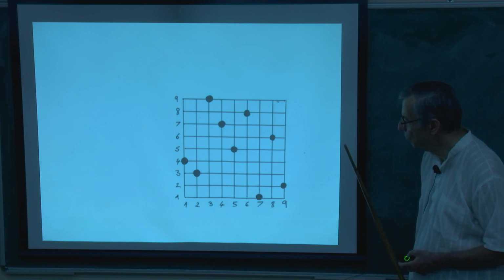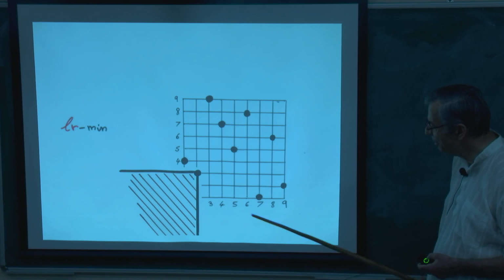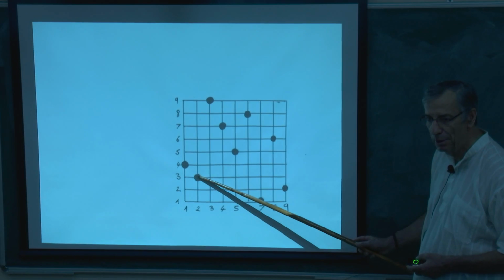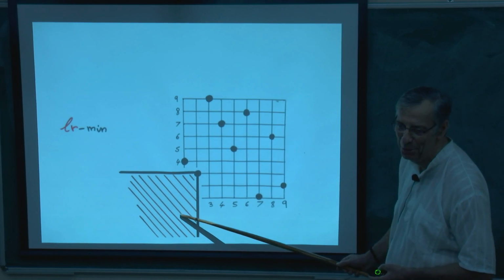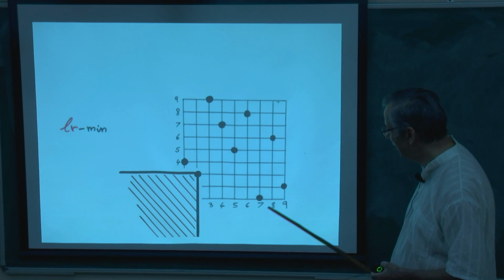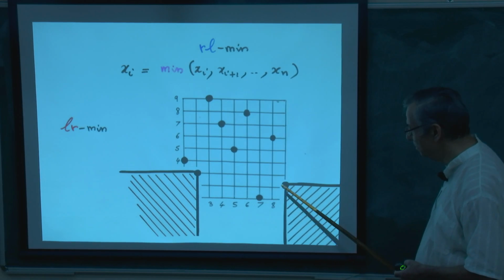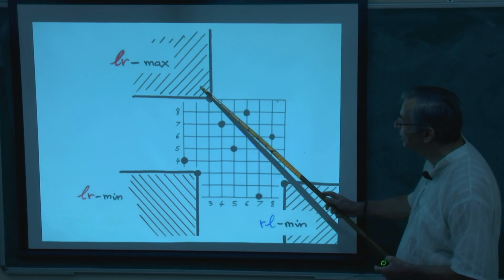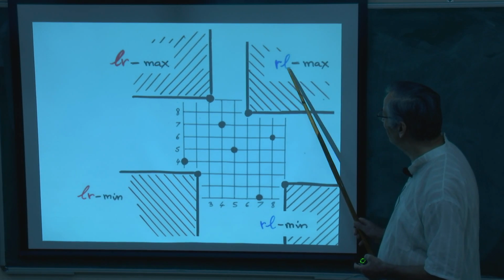In other words, a left-to-right minimum element means that, if you take this point, it will be a left-to-right minimum if and only if in this corner there is nobody, no black point here. But I could have taken the right-to-left also, so it means there is nobody here. Or even I can take the left-to-right maximum, there is nobody here. And right-to-left maximum.